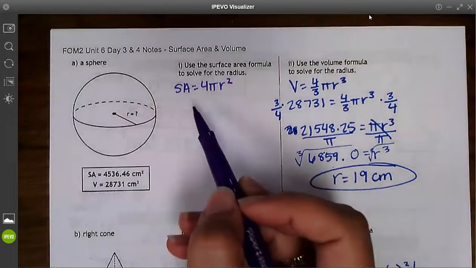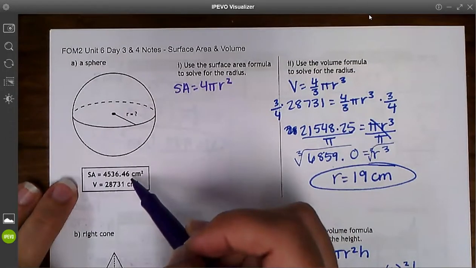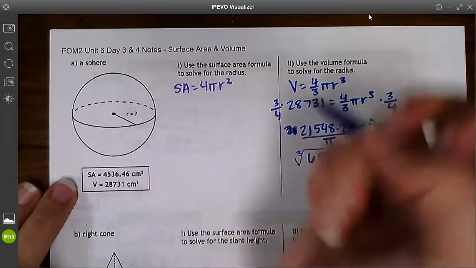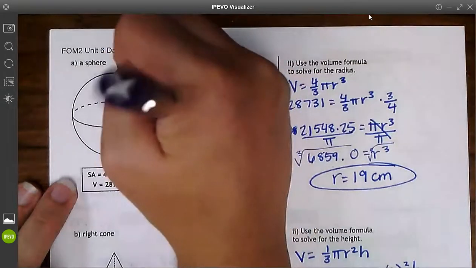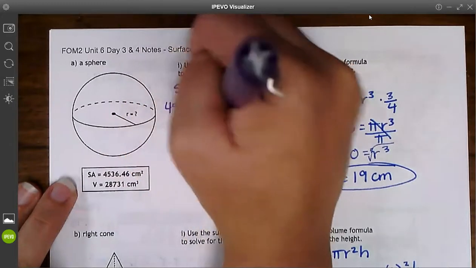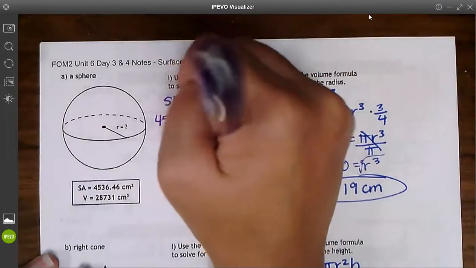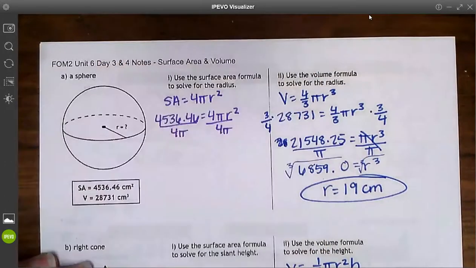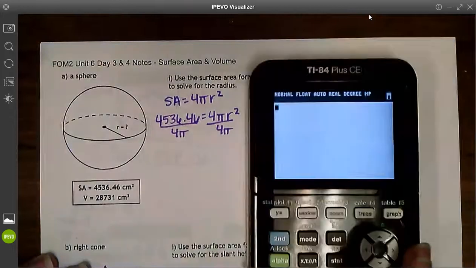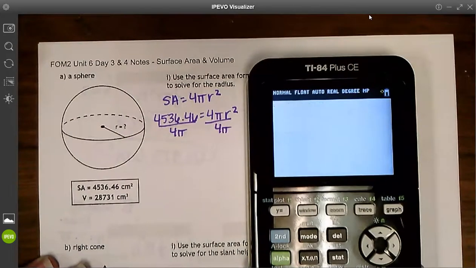So here, we're given that the surface area is 4,536.46, so we're going to solve for our radius. So 4,536.46 is going to equal 4 pi r squared. So I'm going to divide both sides by 4 pi. So I've got 4,536.46 divided by, in parentheses, 4 pi.